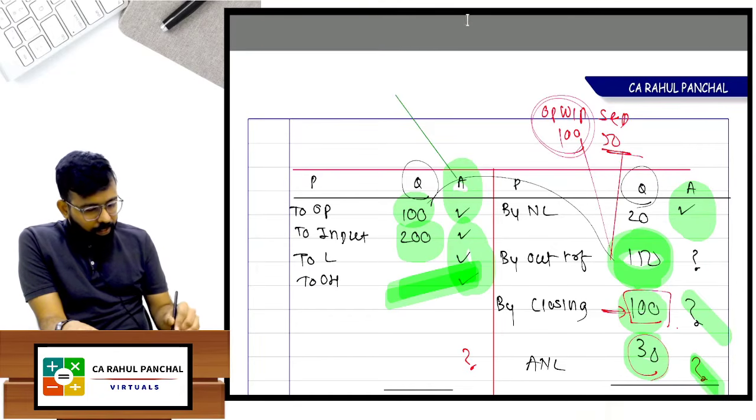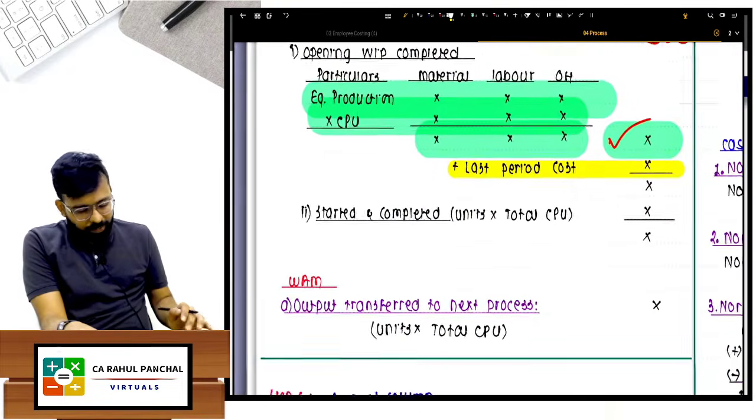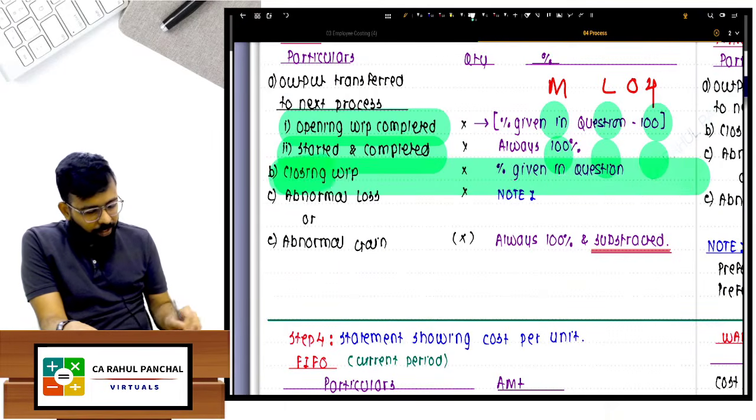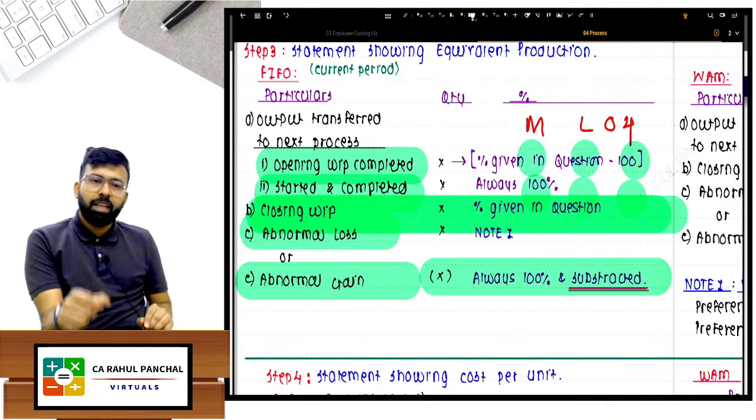The debit side of the process, hello, this debit side amount column, from here it will come. Okay, now I can say the same goes with closing WIP's answer. You will take the quantity which is appearing and multiply by CPU. If you want abnormal gain, the same.